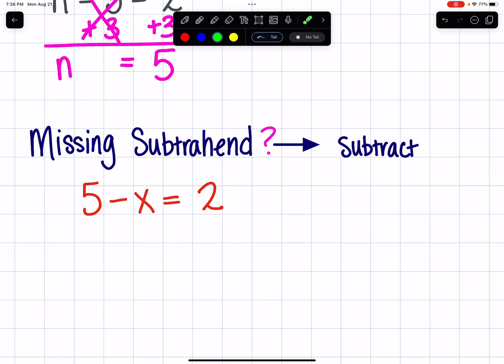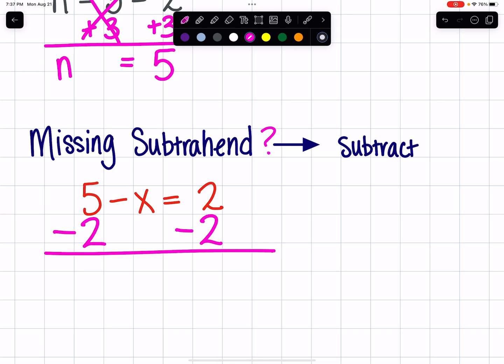That's a little more tricky in algebra when I'm trying to do the same thing to both sides of an equation. But let's see, I can do it. Minus 2 minus 2. And then I'm also going to add plus x to both sides. That makes it so the x is on the other side.